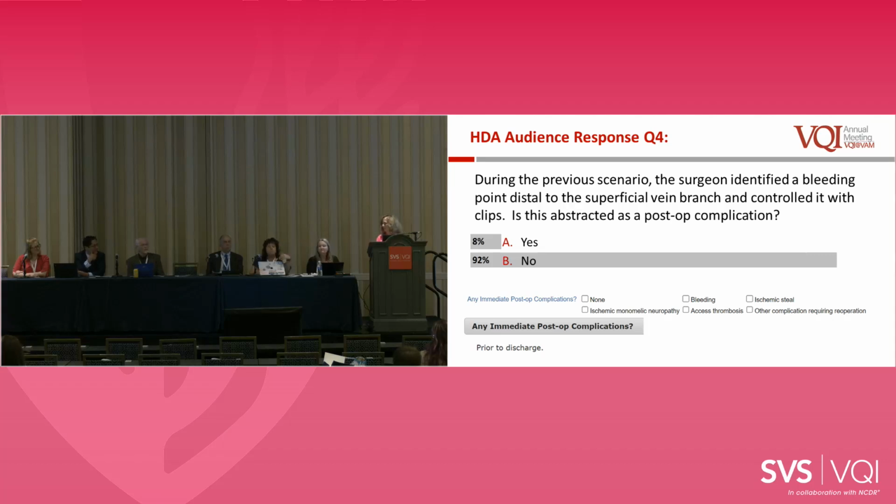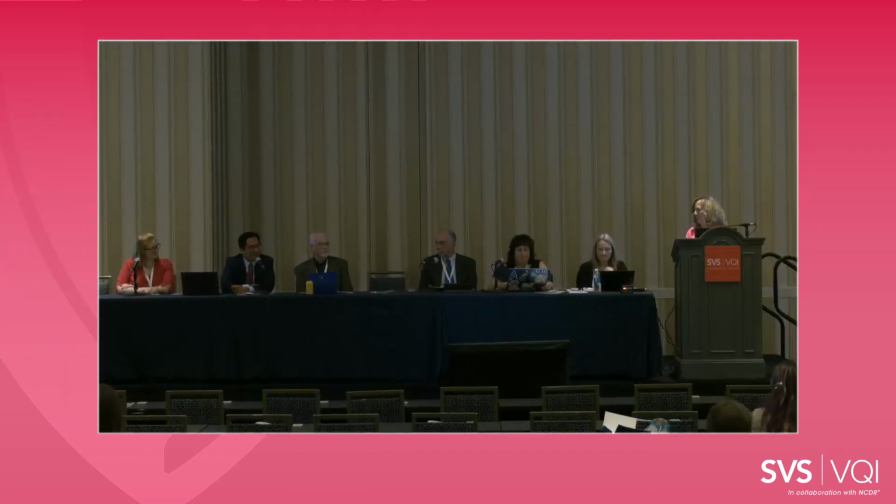Woohoo! That's an easy one. In all the op notes at the very end, I just say, I obtained hemostasis. You find a superficial vein branch, you clip it, as long as the patient's not closed and off the table, whatever you do, it should just be part of the surgery.